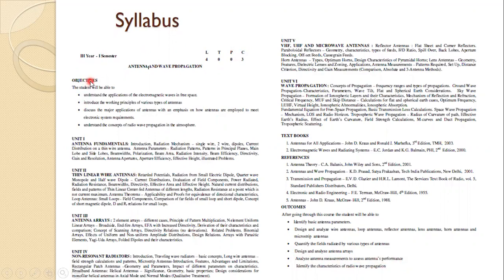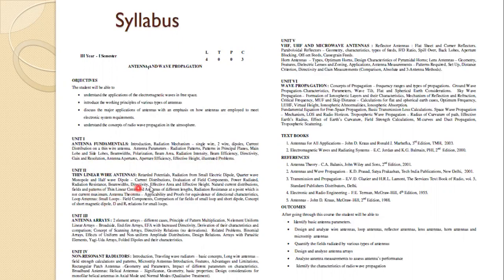Coming to first unit, it deals with introduction and how radiation mechanism works, how single wire radiates, how two wire radiates, how dipole radiates. And the fundamental parameters like radiation pattern, what is a half power beam width, what is polarization, what is gain, what is directivity, radiation intensity, gain and resolution, antenna apertures, all these things are discussed in the first unit.